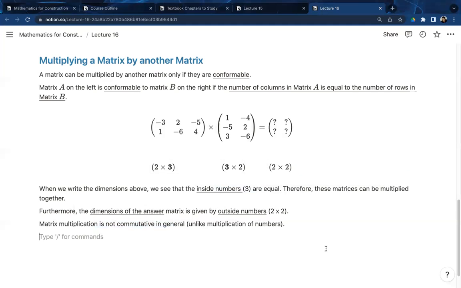What's commutative? Remember numbers? 3 by 5 is 5 by 3. The order doesn't matter, right? Multiplication of numbers is commutative because the order doesn't matter. That's not the case with matrices. In general, if you have two matrices, A and B, A by B is not B by A in general, okay?